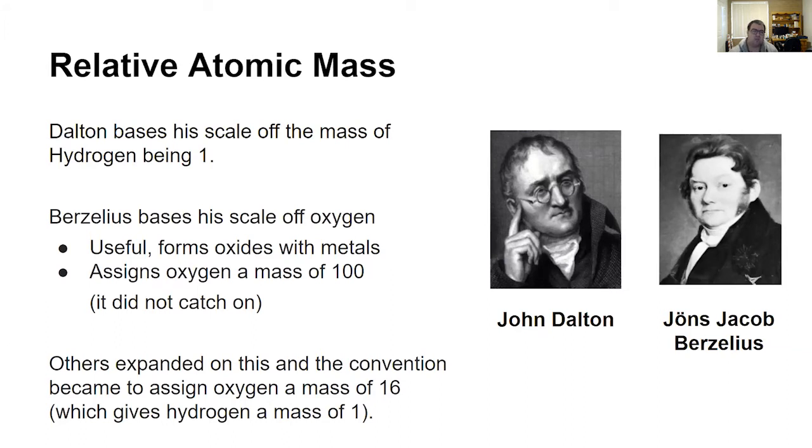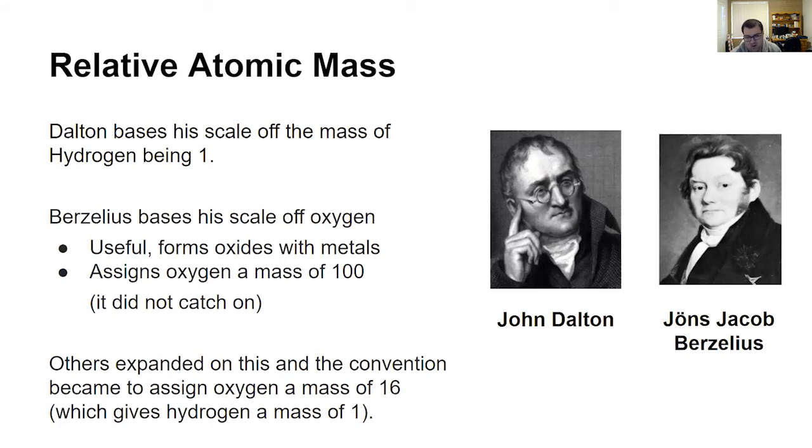Another chemist by the name of Berzelius based his own scale off of oxygen, which is a lot easier to work with, and it's quite handy because it reacts with most metals on the periodic table, and as you know, most of the periodic table is metals, and oxygen still reacts with many of the non-metals as well. And on his scale, he assigned oxygen a mass of 100 just to make the math easy, but his mass of 100 didn't actually stick.